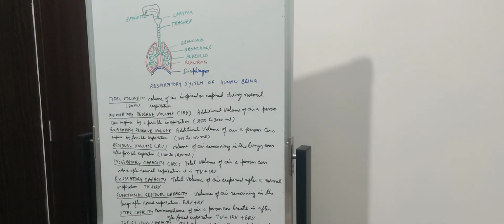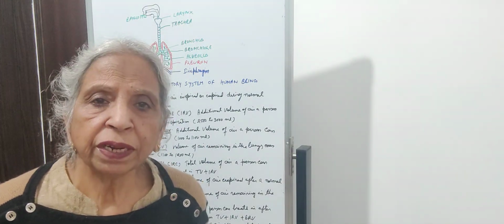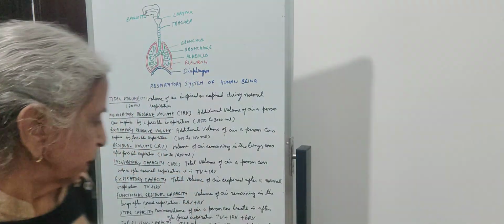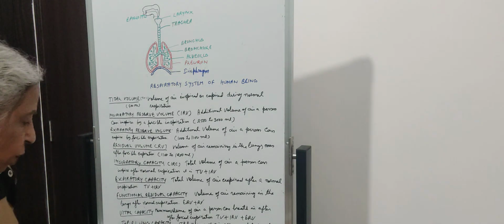Then is the functional residual capacity. It is the volume of air remaining in the lungs after normal expiration. It is called the functional residual capacity. It is equal to ERV plus RV, that is expiratory reserve volume plus residual volume.